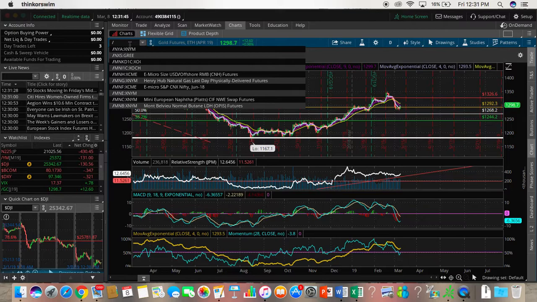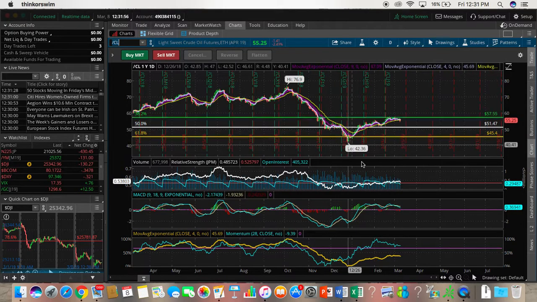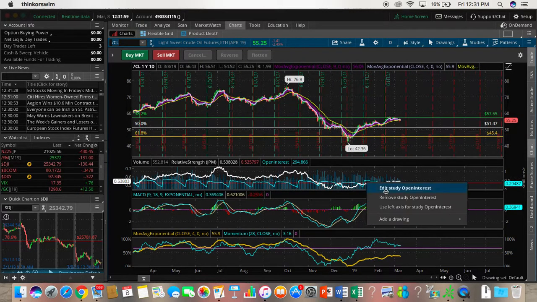Let's go to oil prices. Oil prices did the same thing. Right as the dollar topped, we see oil bottoming at the 61% Fibonacci level. And now we have to look at something else, which is very interesting.